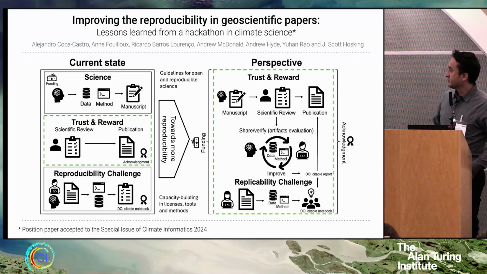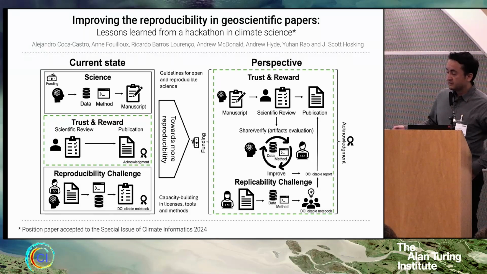So this is the current state of Climate Informatics as we, the authors, note. We have the typical funding that is through do your science and get the manuscript, and the way that we have trust and reward is basically because we publish papers and have this acknowledgement and then get more funding. And of course, separately, with our own resources, the Reproducibility Challenge, where essentially with volunteers around the world, we aim to reproduce the publications of these papers and have a DOI citable notebook.